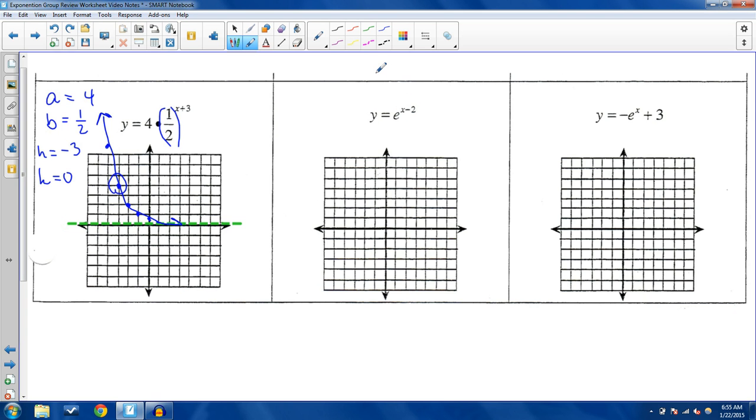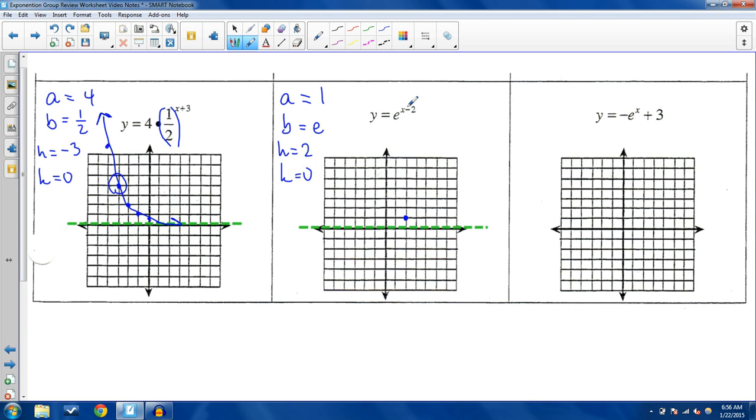Okay, the next two problems, I need to pull out my calculator for it. We require a calculator. This is y equals e to the x minus 2, but I still will identify what my values are. A is 1, b is e. That is a constant. That's an actual value. H is 2, k is 0. Starting with my asymptote, k equals 0. When I am 2 away over here, I will start 1 above the asymptote.